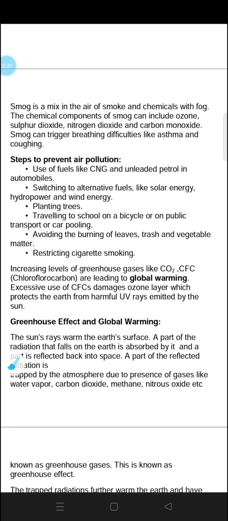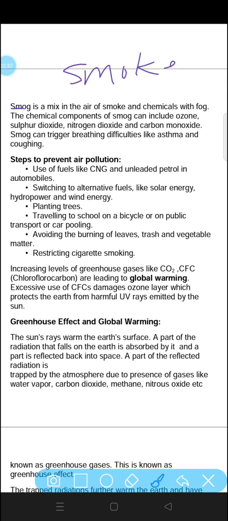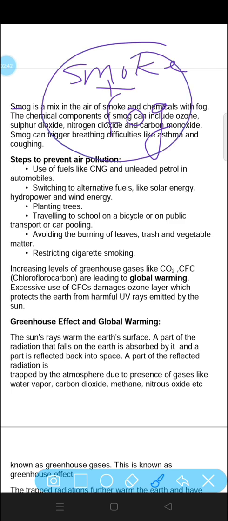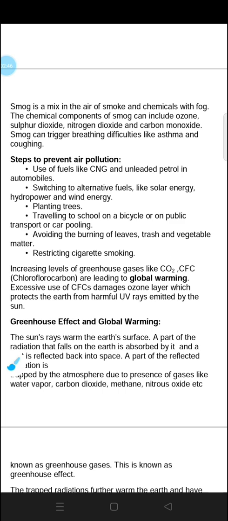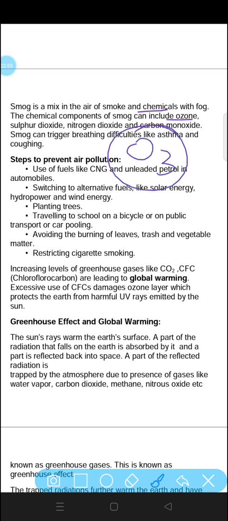Now, what is smog? Smog is a mixture of smoke and fog. Smoke and fog combined make smog. It is a mixture in the air of smoke and chemicals with fog. The chemical composition of smog can include ozone. Ozone is O3 molecules. Three oxygen atoms combine to form ozone.